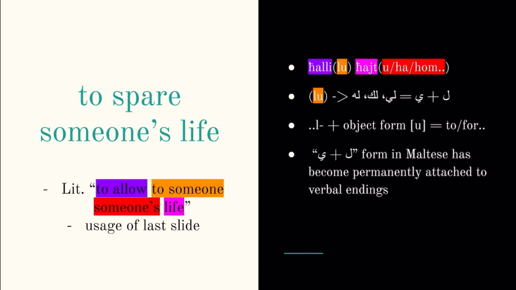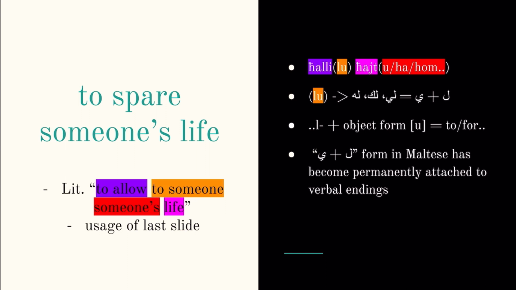Whereas in Maltese, this has evolved in the past 8 centuries to become permanently affixed to verbal endings. So in Maltese, you can only use this at the end of a verb. You cannot use li by itself and attach a noun after it. If you want to do that, then Maltese has a separate preposition for that, which is lil.